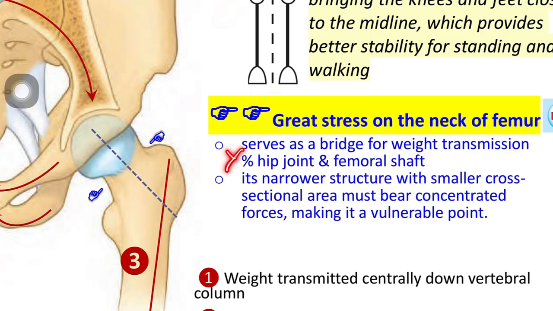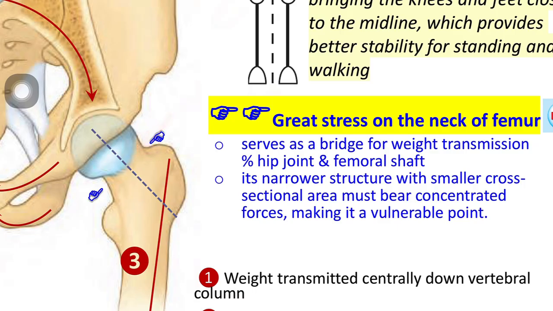This one should be between, not percentage, sorry. This one should be between the hip joint and the femoral shaft. So it is a narrowed structure with a smaller cross-sectional area, carrying a very concentrated force, making it a very vulnerable part.